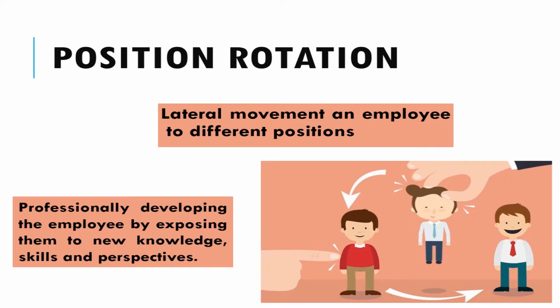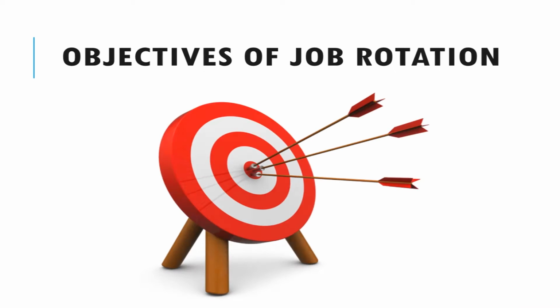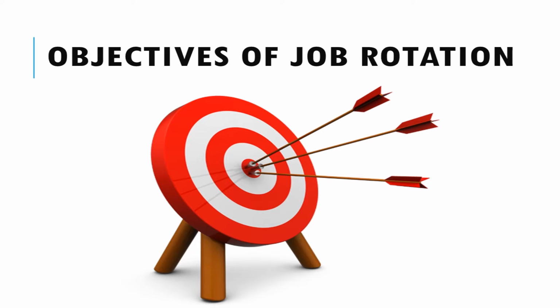Within-function rotation is where an employee rotates between jobs with similar levels of responsibility and in the same functional or operational areas. Cross-functional rotation, on the other hand, usually involves a sequence of positions, often with increasing levels of job responsibilities. Next question which arises is, what are the objectives of job rotation?